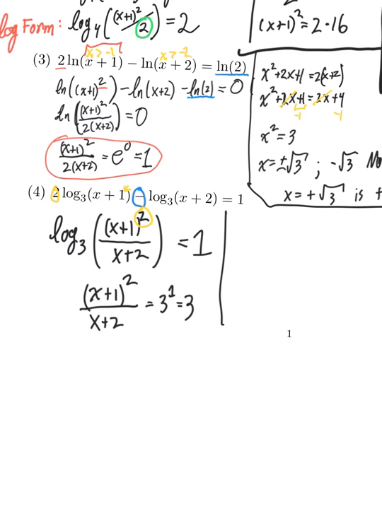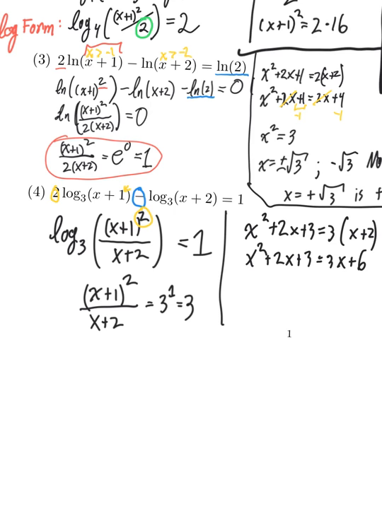So let's keep on going. A rational function equals 3. I'll move the denominator over to the other side and I'll FOIL out the numerator. x squared plus 2x plus 1 is equal to 3 multiplied by (x plus 2). So I'll see x squared plus 2x plus 1 equals 3x plus 6.